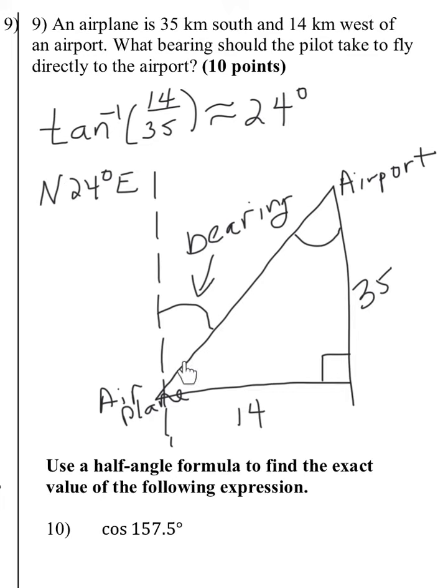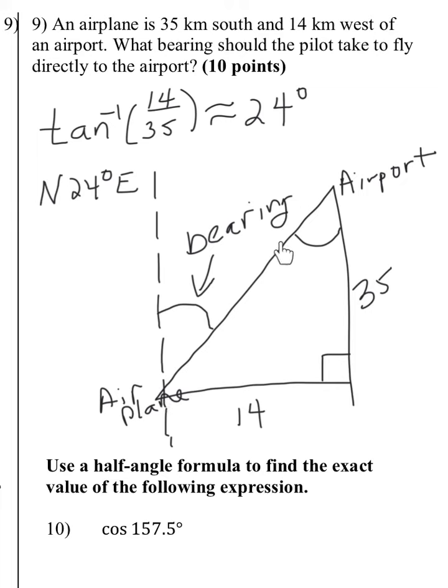So we're taking the pilot this way, back to the airport. So what bearing does that need to be? Well, we need to draw a north-south line here. This is going to be our bearing. The triangle that's formed by this problem situation occurs right here. 35 along the y, 14 along the x.